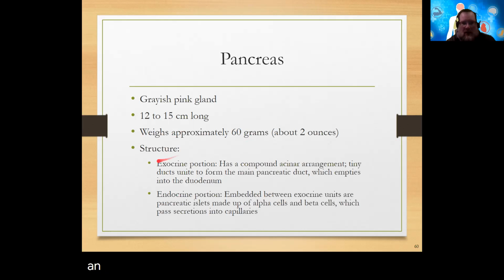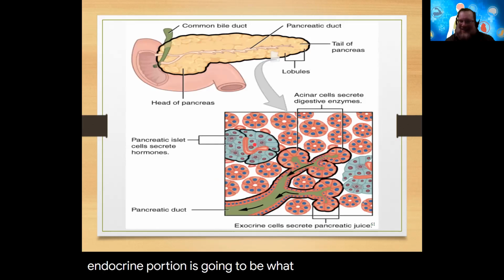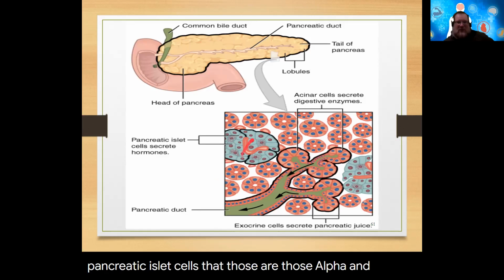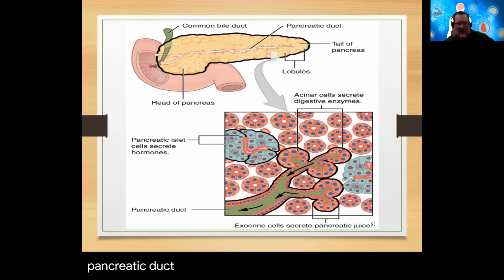It is an organ. But yeah, it's got an exocrine and endocrine portion. Exocrine is what we're focused on with digestion. Again, that's going to be secreting digestive enzymes. The endocrine portion is going to be what's secreting insulin and glucagon. So we've looked at that before. These are the pancreatic islet cells, those alpha and beta cells that produce glucagon and insulin. And then over here, we have what are called acinar cells. Those are the exocrine cells that are going to be secreting a lot of your digestive enzymes into the pancreatic duct and then ultimately into the small intestines.